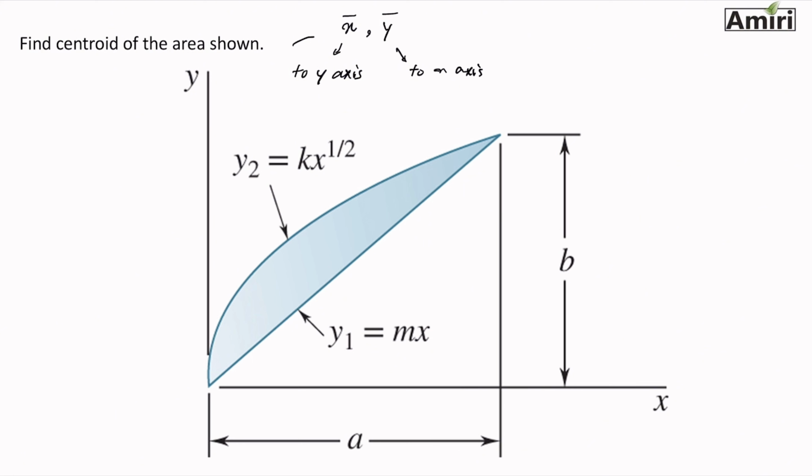Remember, these are opposites. So if the centroid is somewhere kind of right here, this will be the x bar, and then this will be the y bar. So that's what we want to find. So let's look at this one.